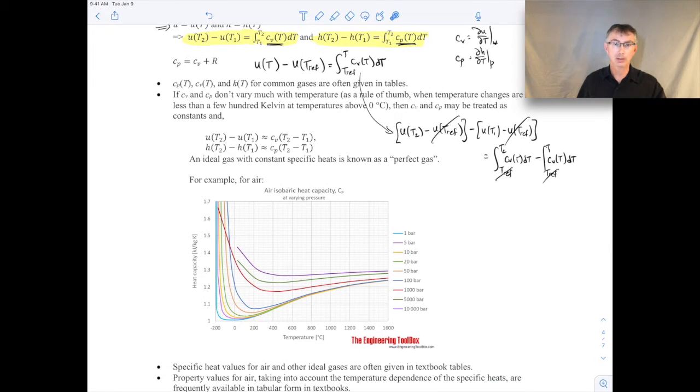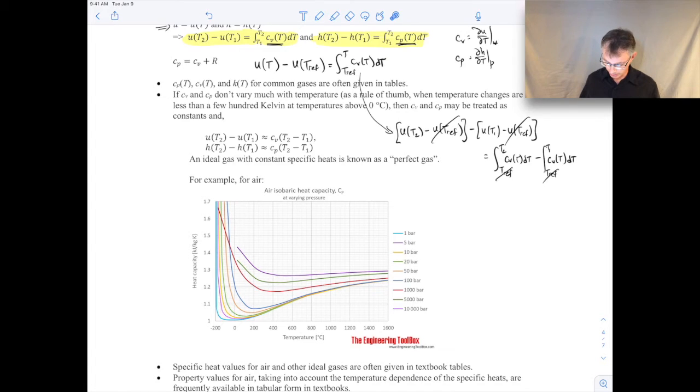And when I say far above 0 degrees C, I'm referring specifically to air, which you'll see here in just a moment. If you're going to assume C sub P and C sub V are constants, it really depends on the substance you're dealing with and the particular temperature range you're dealing with. You have to look at plots like this one to see how the heat capacity or the specific heat, that goes by both names, varies with temperature to see whether that approximation is a reasonable one.